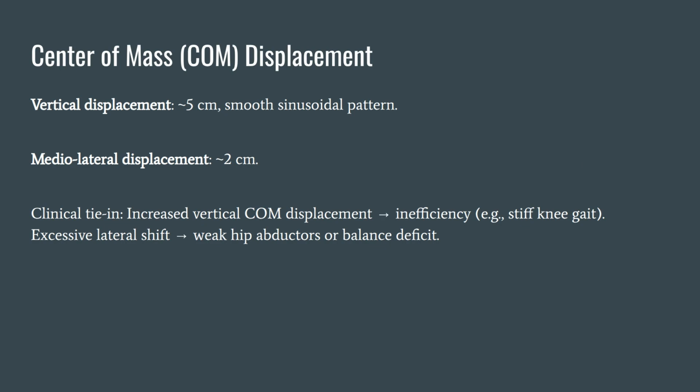In normal gait, the center of mass moves efficiently. Vertically, about 5 centimeters in a smooth sinusoidal curve. Medial-laterally, about 2 centimeters. When vertical center of mass displacement increases, energy cost increases. This is commonly seen with stiff knee gait, vaulting, and toe walking.